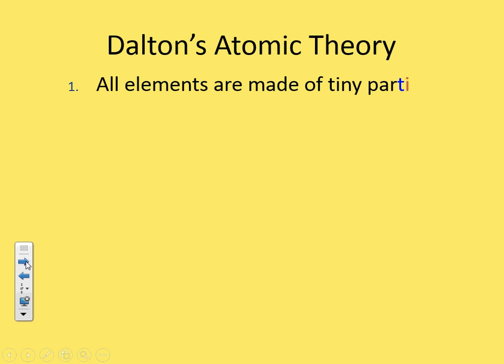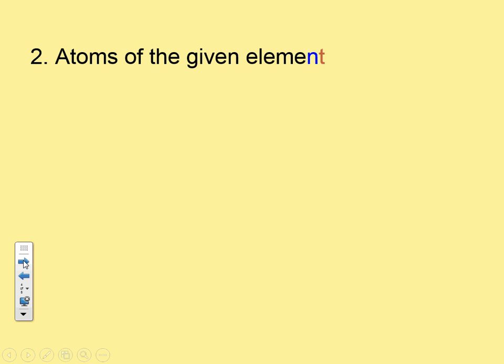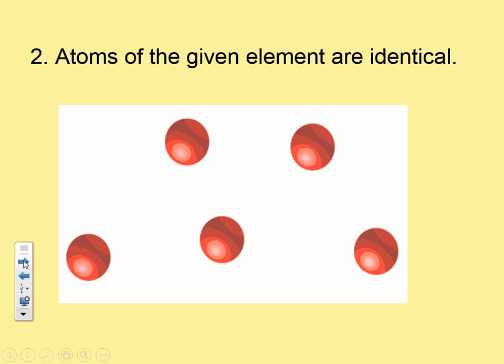Dalton's atomic theory has 5 points. The first thing that he thought was that all elements are made of tiny particles called atoms. We know that this is true today. His second point, atoms of a given element are identical.